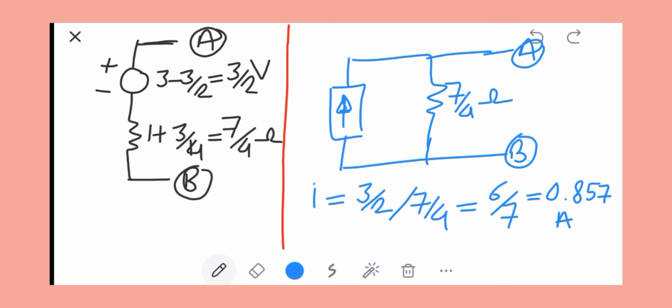Is it clear? The final answer is, in fraction form, 6 by 7, or in decimal form 0.8571 ampere. Okay, so this is the answer. The whole combination we converted into an equivalent current source with an element.